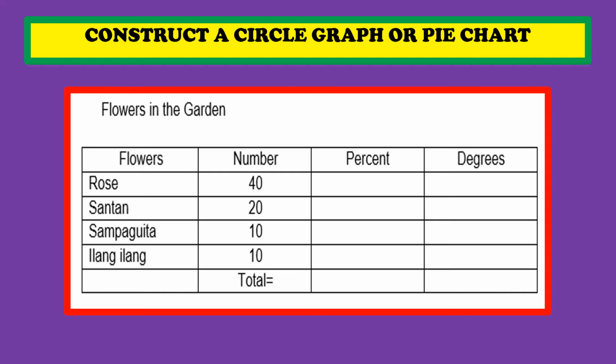Construct a circle graph or a pie chart. We have the given flowers in the garden. We have the rose, the santan, sampaguita, and ilang-ilang. The first thing that we need to do is to find the total. What is the total? Then after finding the total, we need to get the percent. After getting the percent, then we find the number of degrees. After finding the number of degrees, we use a protractor in making the pie chart. Then we have already the pie chart.